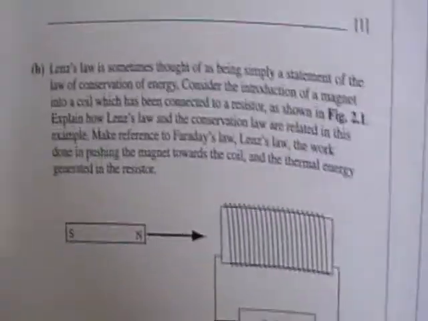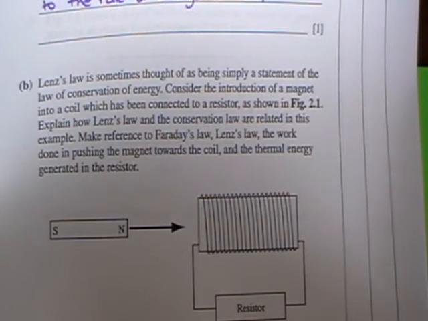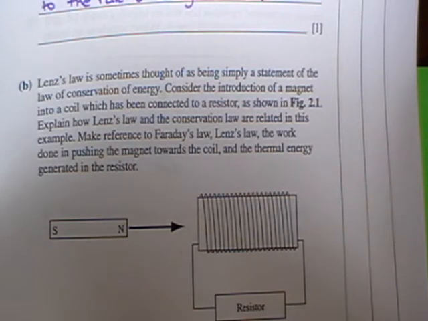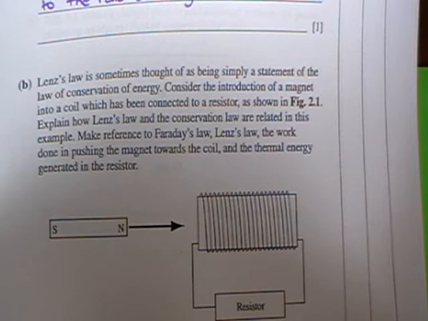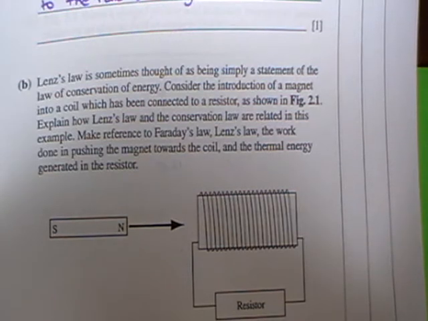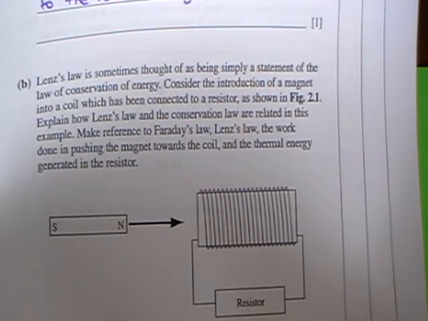Part B. Lenz's law is sometimes thought of being simply a statement of the law of conservation of energy. Consider the introduction of a magnet into a coil which has been connected to a resistor as shown in figure 2.1. Explain how Lenz's law and the conservation law are related in this example. Make reference to Faraday's law, Lenz's law, the work done in pushing the magnet towards the coil, and the thermal energy generated in the resistor.